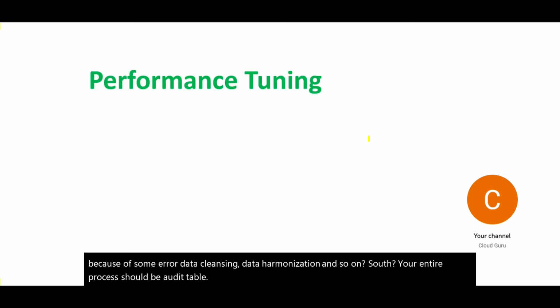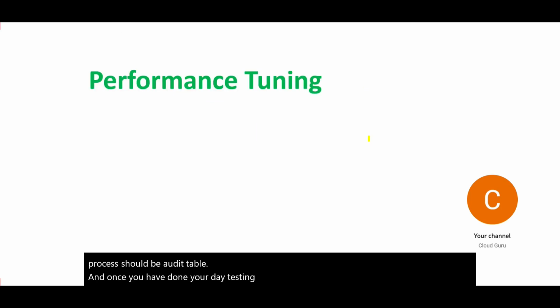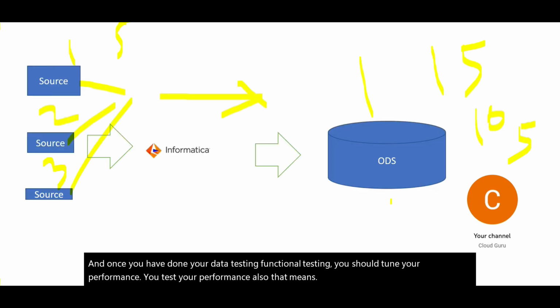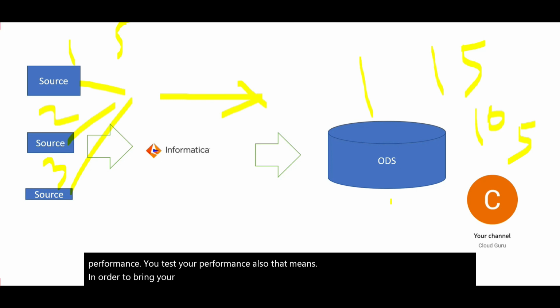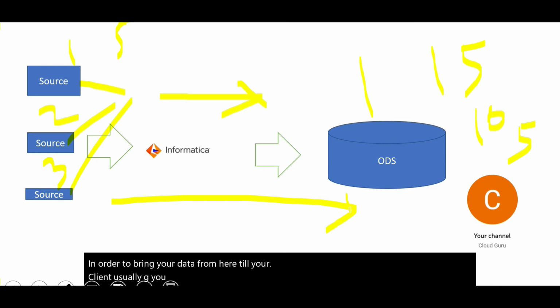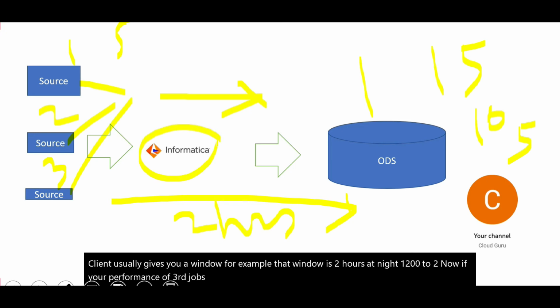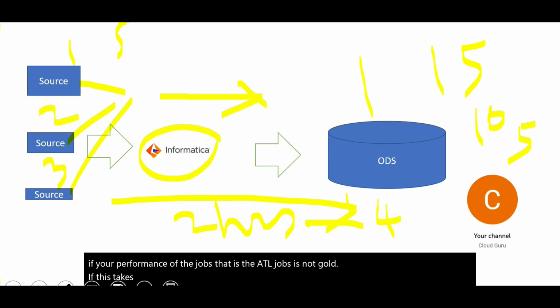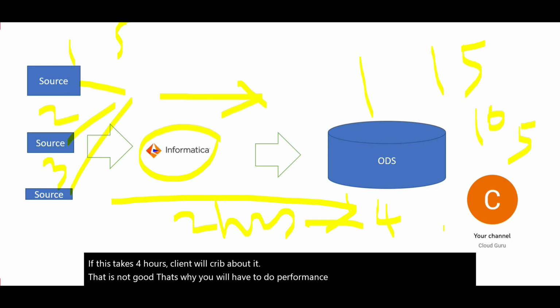Once you have done your data testing and functional testing, you should test and tune your performance also. That means, in order to bring your data from here till here, the client usually gives you a window. For example, that window is 2 hours at night, 12 to 2. Now, if the performance of the ETL jobs is not good, if this takes 4 hours, the client will crib about it. That is not good. That's why you will have to do performance testing and performance tuning.